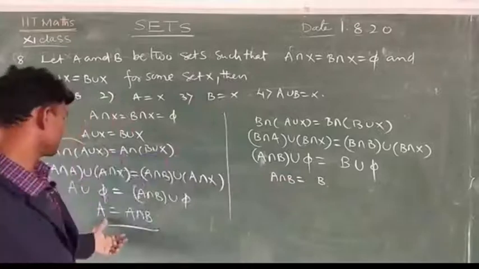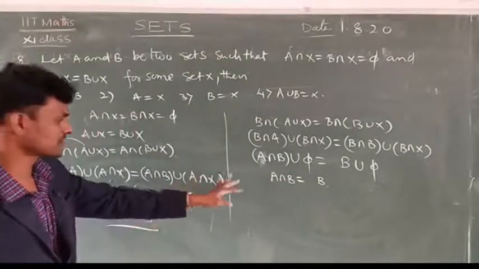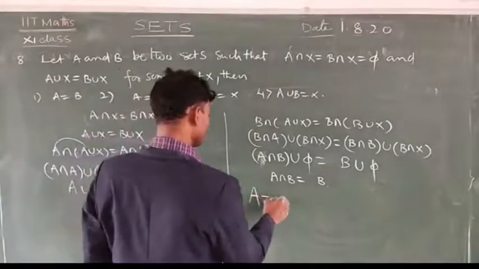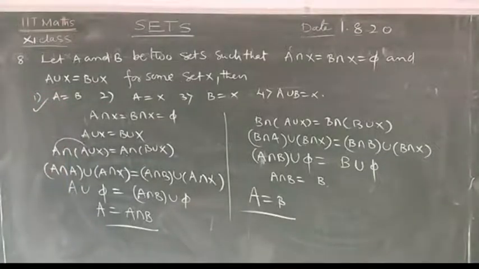Now from these two cases we can take both: A intersection B is equal to A and A intersection B is equal to B. Now A is equal to B. Which option? This is the first option. Note down.